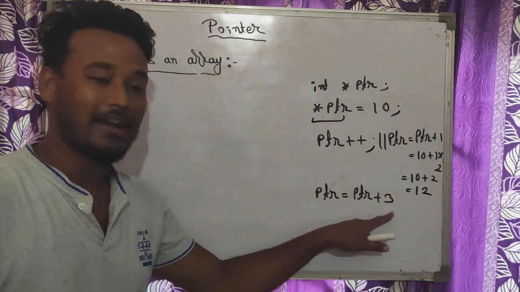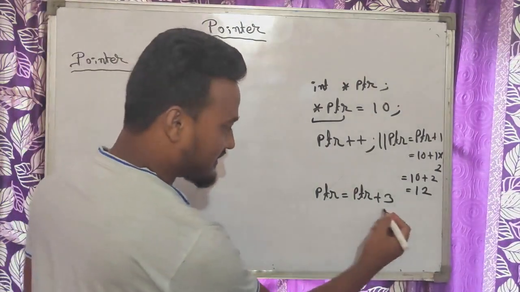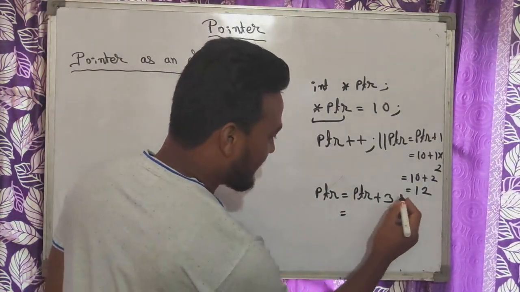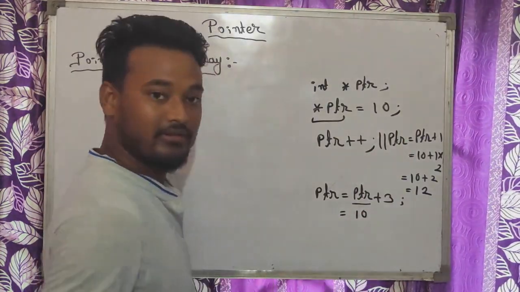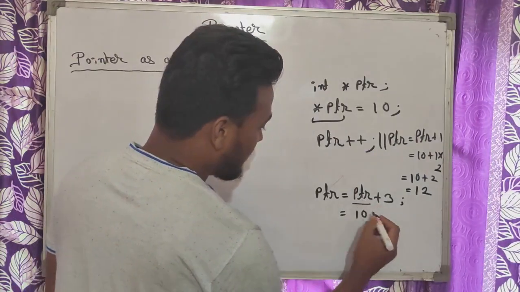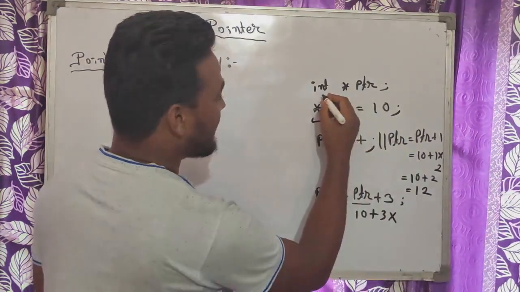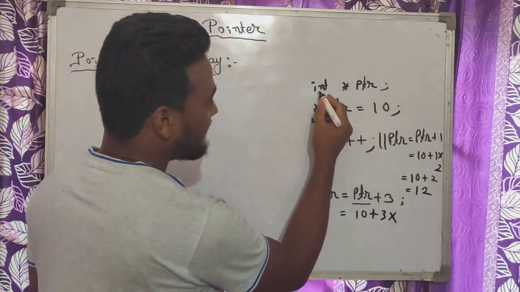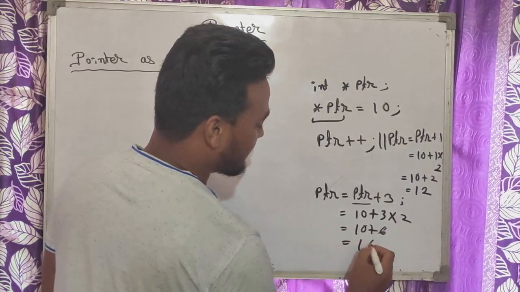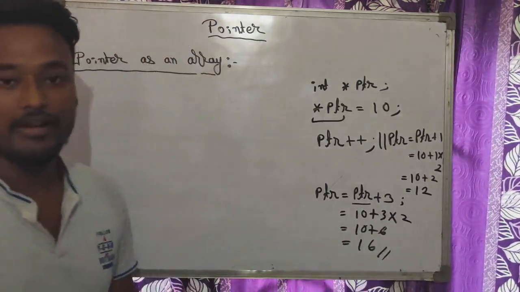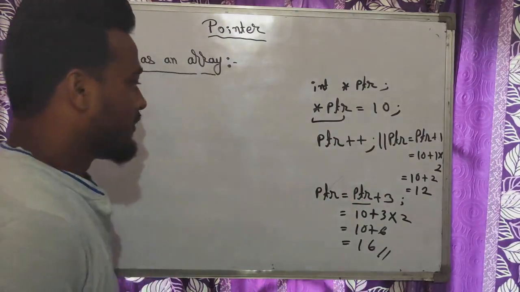Now if I write another statement like this, ptr equal to ptr plus 3, this time we are incrementing this ptr by 3, okay? That means the next memory address for this statement will be something like this. We know that ptr value is 10, okay? Ptr value is 10 plus 3 into the size of int. You can see here integer is 2. That means 10 plus 6 will be 16, right? So this is how our pointer arithmetic works, okay?